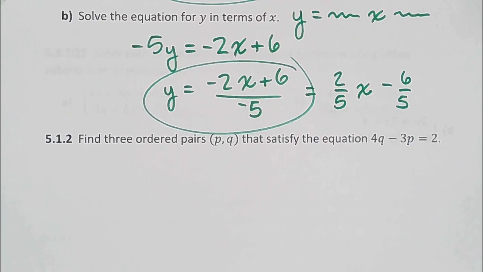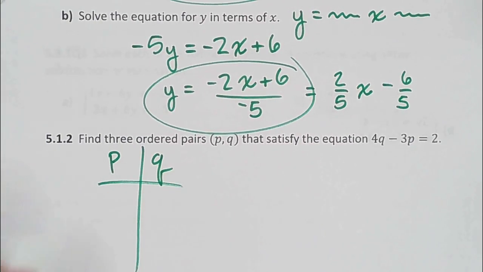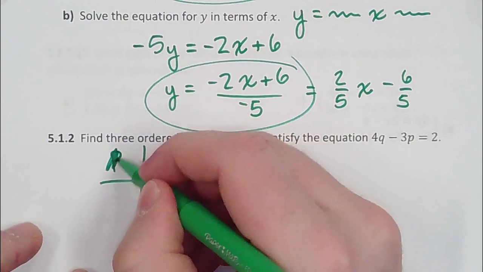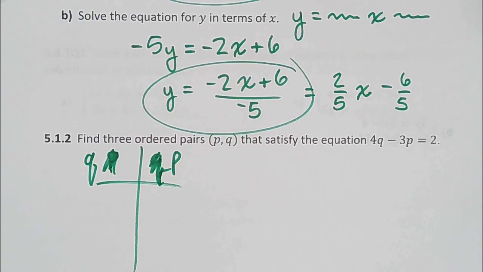Yes. Okay. So, we need P and Q that work with this equation. So let's find some numbers that work. So notice that P and Q are reversed here. So maybe I should write Q then P, so I don't get goofed. All right. So what numbers can I plug in for Q and P to get 2?